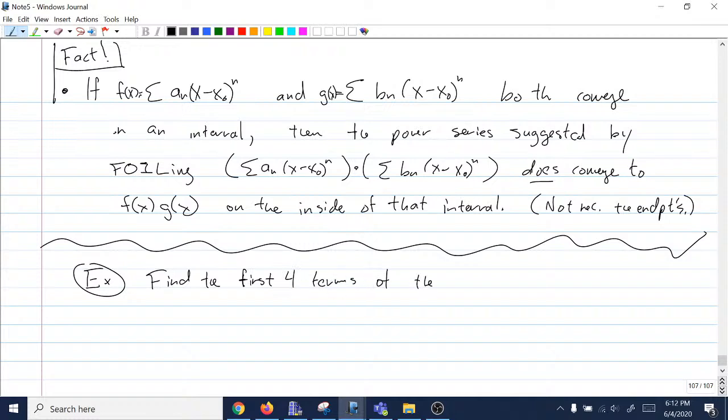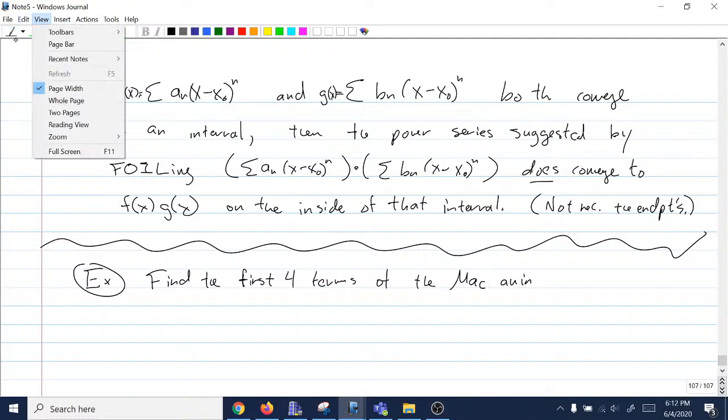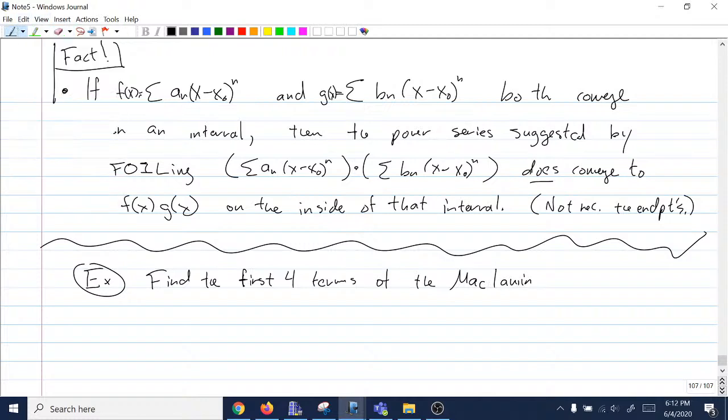of the Maclaurin series. I capitalized the L in Maclaurin. You're not supposed to do that. Maclaurin series of, let's make it e to the 3x times cosine of x squared.